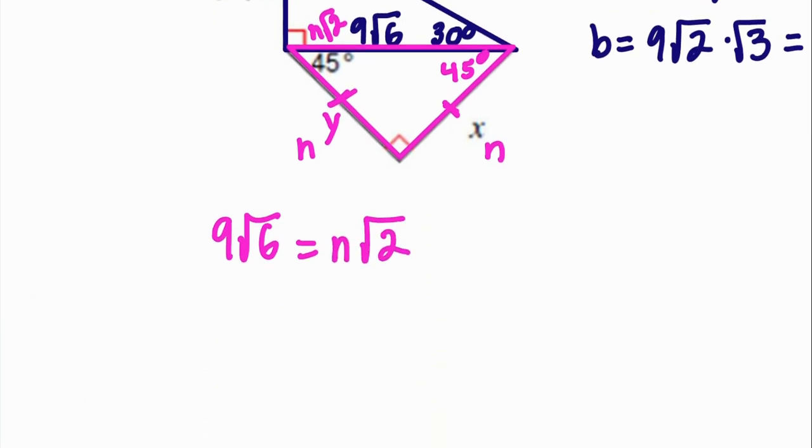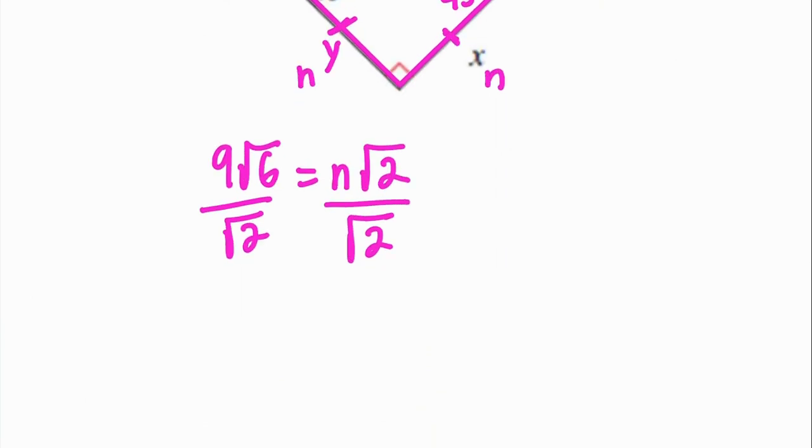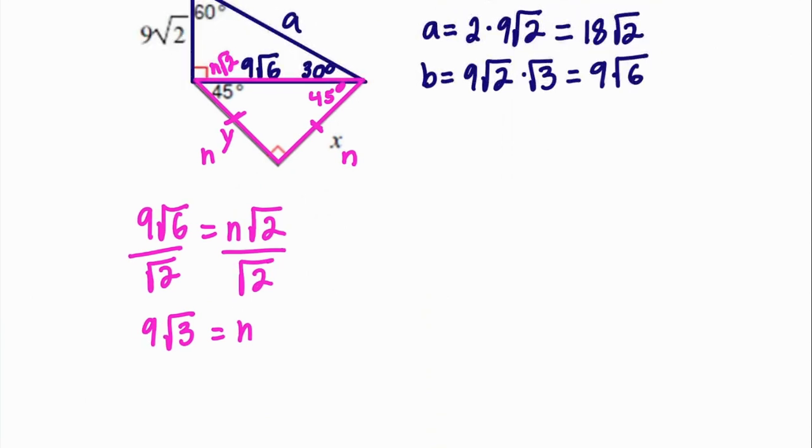And then we need to solve for n. Okay, so we'll divide by the square root of 2. Again, this is like the second n that we have here. And so we can actually divide these radicals. So the 9 is going to stay the same, but we can do the square root of 6 divided by the square root of 2, which 6 divided by 2 is going to give us the square root of 3. So what that gives us is in this other figure, both x and y are going to be 9 times the square root of 3. Alrighty.